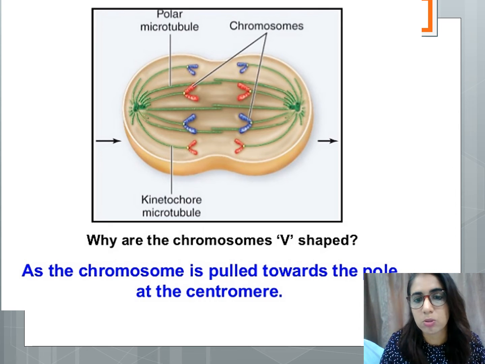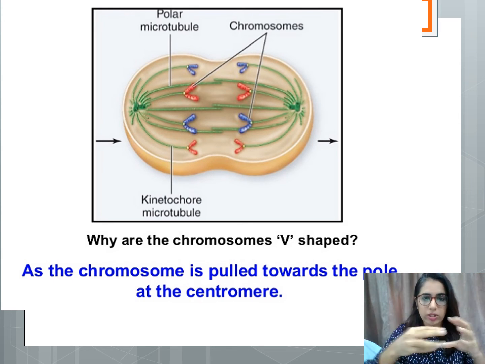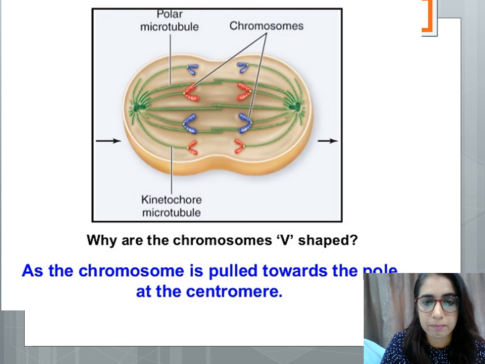Now, why are the chromosomes in V shape? As the chromosomes are pulled towards the pole at the centromere, they form the V shape because they are being pulled by the centromere.